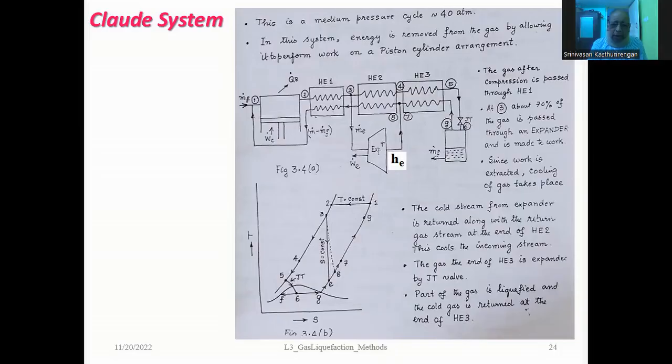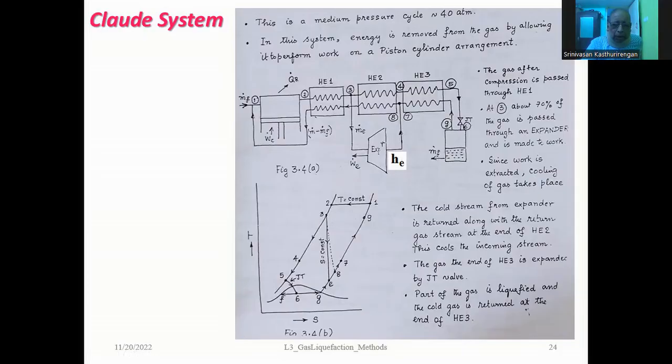So if you look at the TS diagram, you can see 1 to 2 corresponds to the isothermal process of gas compression. 2 to 3 is a constant pressure process of cooling down in heat exchanger 1. At 3, about 70% of the gas is now expanded. Ideally, it has to be a vertical line, that is 3 to E, but practically it will be 3 to 8. That will be a slight variation, a slight angle. Instead of a vertical line, it is at a slight angle with a slope.